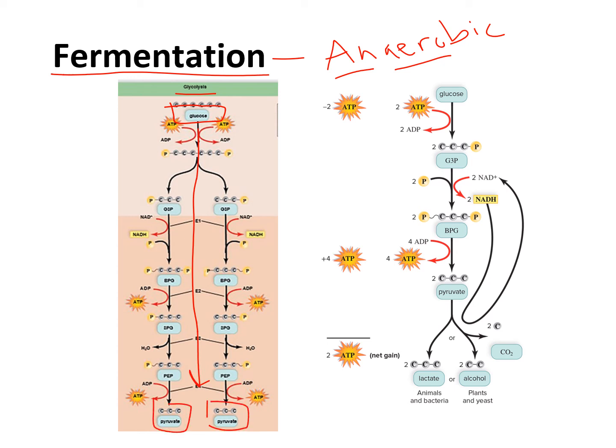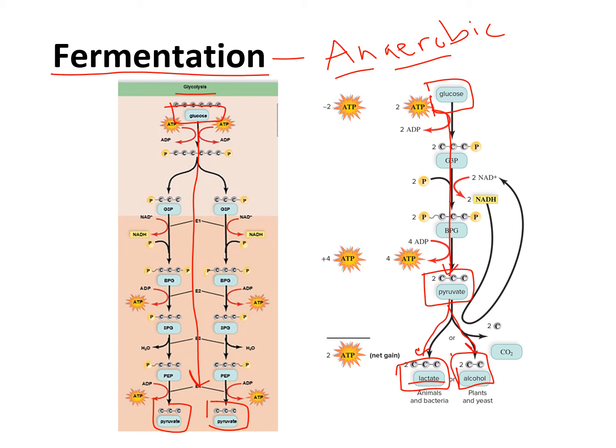In fermentation, you also start with a glucose molecule. It runs through a series of reactions and produces pyruvate. And then at the end of fermentation, that pyruvate can be converted into another end product. So it could be lactate, lactic acid fermentation, or alcohol fermentation. So those are 2 types of fermentation.